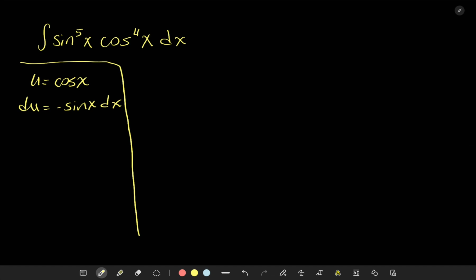All right, so let's take a look at this here. I'm going to separate a sine, because you see I have a sine here. So I'm going to do sine to the fourth, cosine to the fourth, and then I'm going to write that sine x out here, dx. Why? Just preference. That's just because I want, and multiplication is commutative.